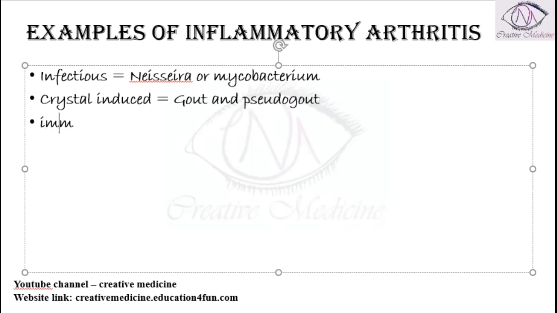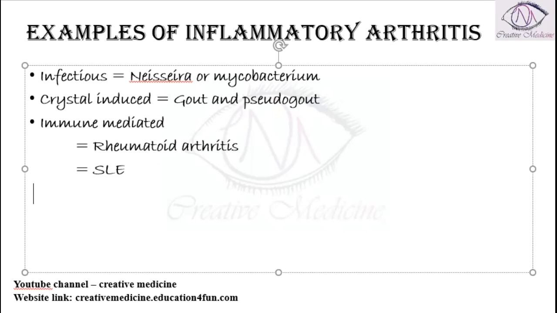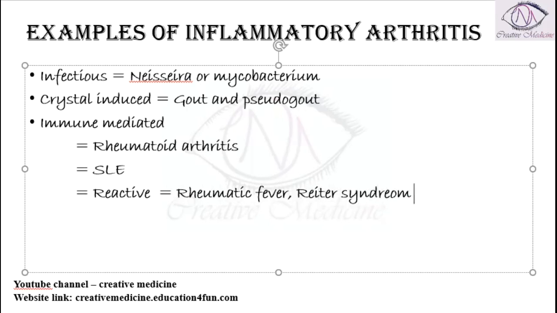Then immune mediated conditions. In immune mediated conditions we have rheumatoid arthritis, which is associated with inflammatory arthritis, or systemic lupus erythematosus, or we have reactive arthritis. In reactive arthritis we have two diseases, it can be either rheumatic fever or Reiter's syndrome. So all these are examples of causes of inflammatory arthritis.